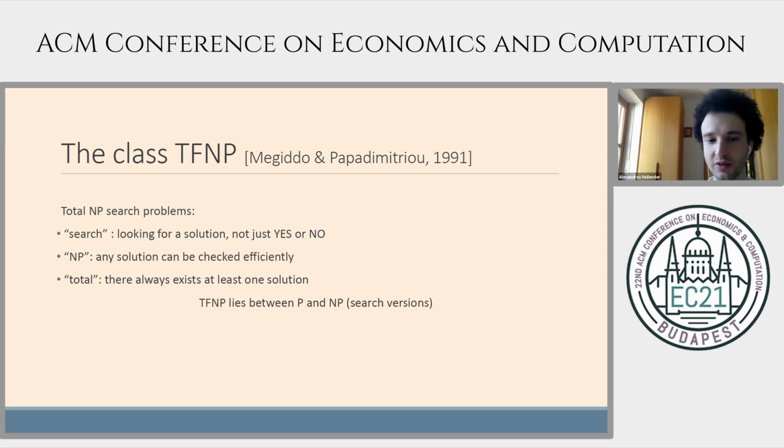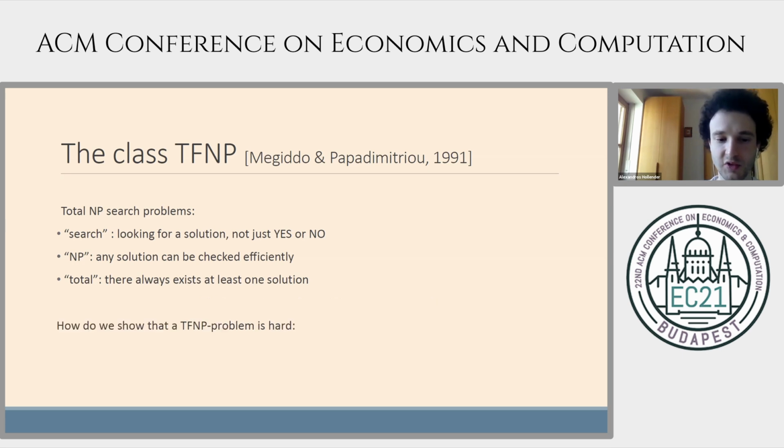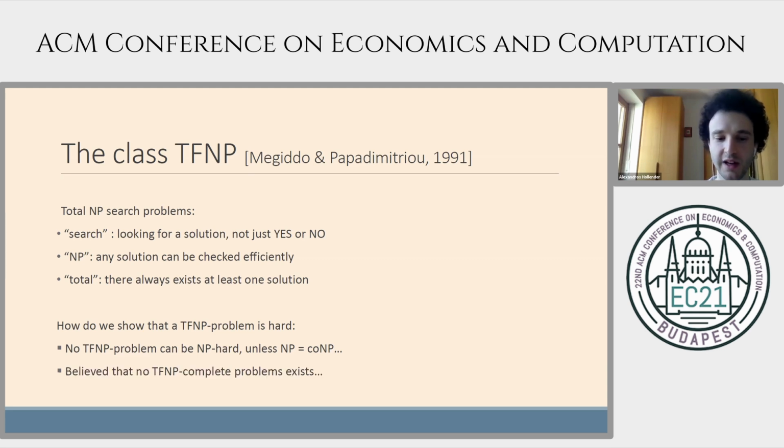TFNP is quite interesting because it lies between the search versions of P and NP, and it is believed to contain many hard problems. But how do we provide evidence that a problem in TFNP is hard? So first of all, no TFNP problem can be NP-hard unless NP equals co-NP. This essentially follows from the definition. So NP-hardness is off the table. It's not an option for providing evidence of hardness. What would be the next best thing?